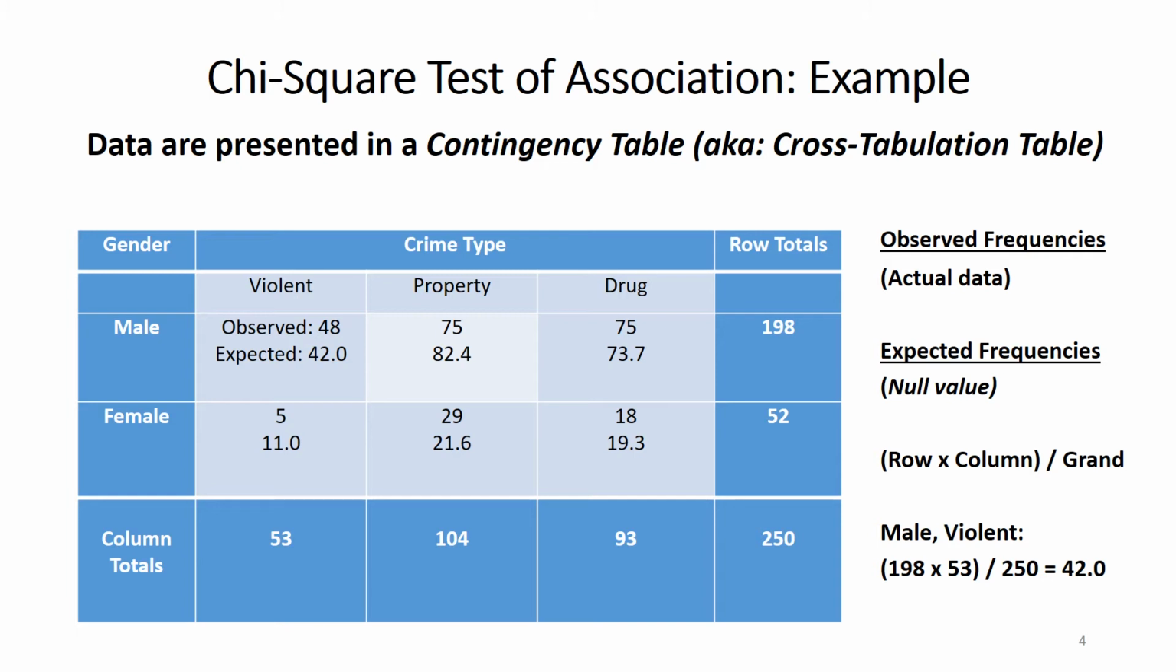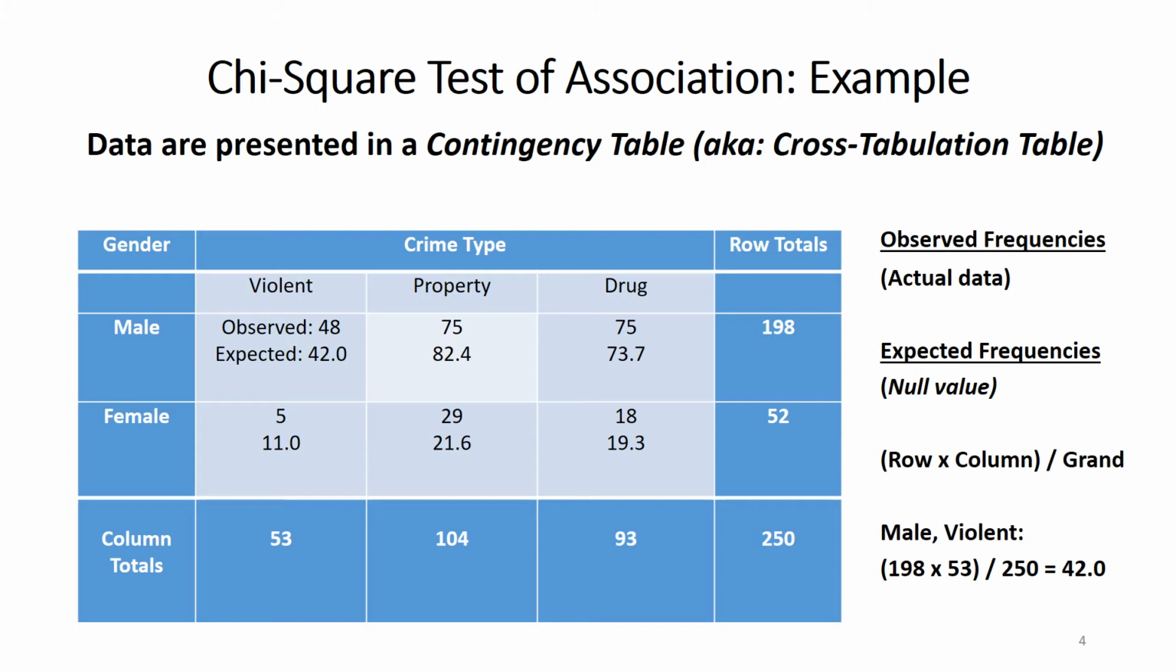Now, in this particular study, we have 6 sort of important cells, right? We have the male violent, the male property, the male drug, the female violent, the female property, and the female drug. What I call the action, as far as determining significance or non-significance, doesn't have to occur in all 6 cells. It can be only 2 or 3 cells where we see a really large difference between observed and expected values that may push our statistic towards statistical significance.